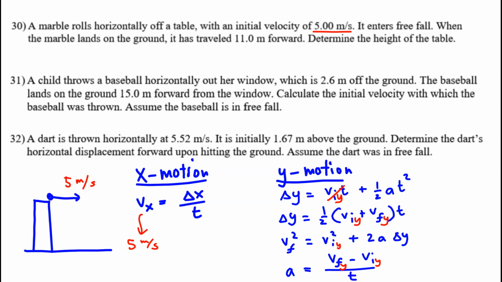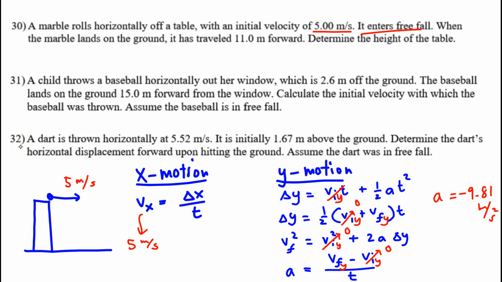Let's see. This is 0, this is 0, and this is 0. It enters free fall, which means the acceleration is negative 9.81, of course, meters per second squared. And then before we look further into number 30, let's look at number 31, or 32.